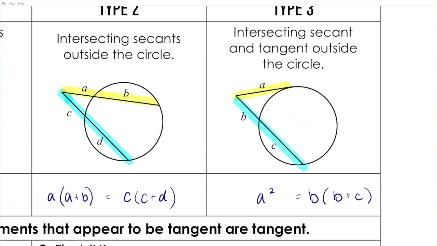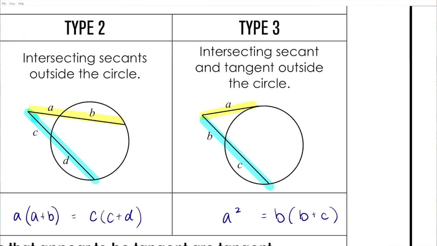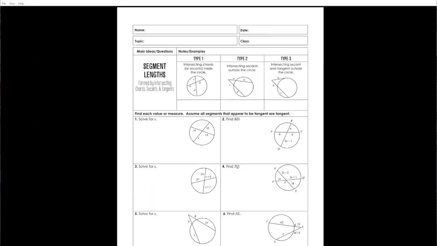Yes? So would type 2 be inscribed? Type 2 would not be inscribed. That would be an exterior angle. Remember, inscribed, the vertex occurs on the circle. Great question. Let's put our intersecting types into practice.